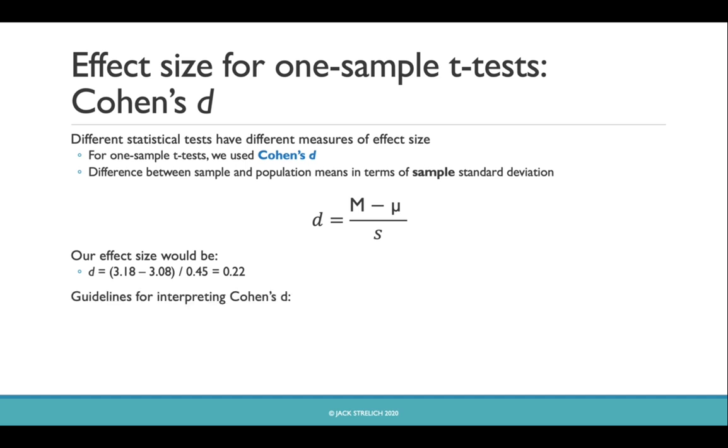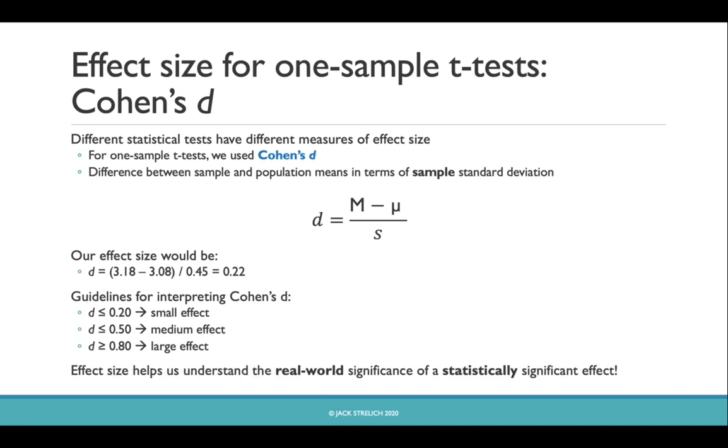As I mentioned before, because Cohen's d is standardized, it's in the same units regardless of what your measurement was actually done in. There are some common rules of thumb we can apply to figure out what constitutes a small versus medium versus large effect. So for Cohen's d, values around 0.2 are considered small, values around 0.5 are considered medium, and values around 0.8 are considered large. So again, to wrap it all up, effect size helps us understand the real-world significance of a statistically significant event.